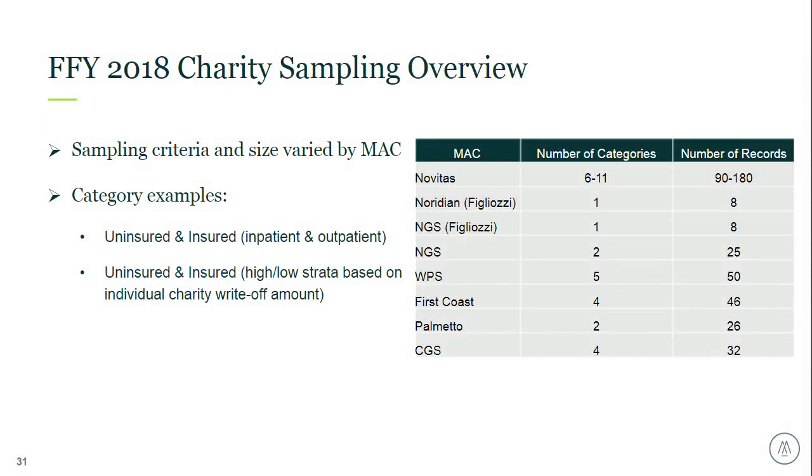Here on this slide, you can see that there is a variance of how MACs treated the sample sizes for charity. The chart shows a range of numbers of categories and the total number of accounts that were sampled. Some MACs set their criteria on uninsured and insured claims and further separated those into inpatient and outpatient accounts, with high and low strata based on the individual charity write-off amounts claimed on S-10. At the opposite end of the spectrum, one subcontractor who handled these reviews for several MACs pulled only 8 accounts for their entire sample. I'd also like to mention that the sample size was not dependent upon the hospital size.